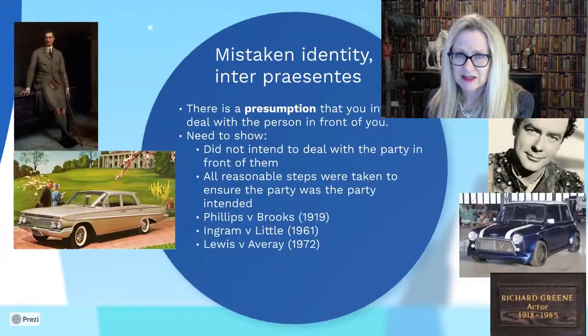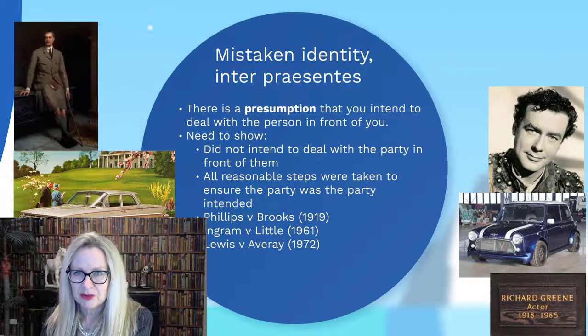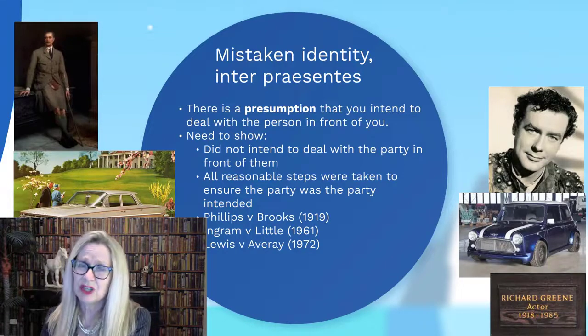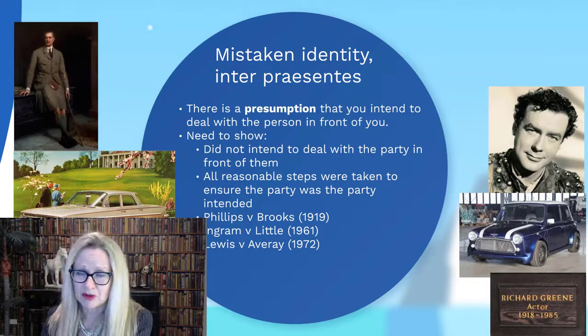Inter presentes is a bit more exciting. For unilateral mistake of identity inter presentes, there is actually a presumption that you intend to deal with the person in front of you. So the law basically puts up a little roadblock here and says, you know what, it would just be too easy for parties to be able to back out of a contract and just plead, oh, sorry, unilateral mistake of identity. I actually thought I was dealing with A, but I ended up dealing with B. Please let me out of this contract.